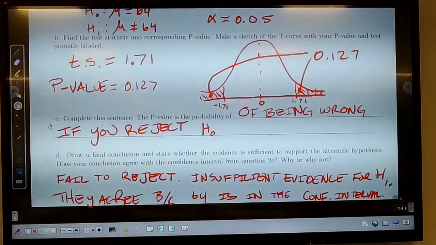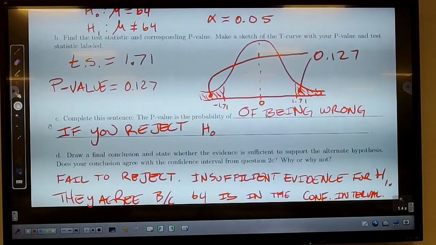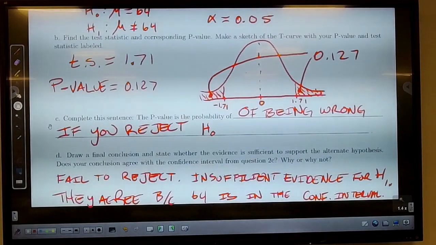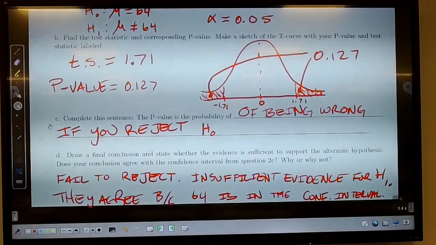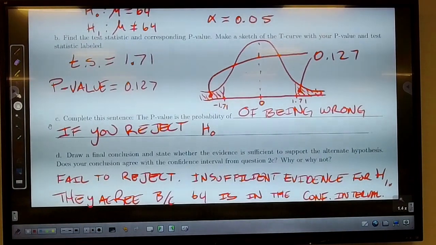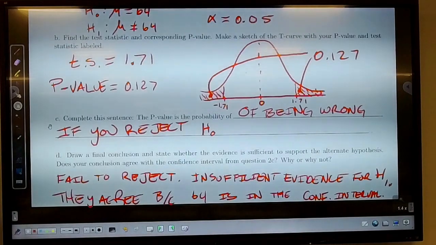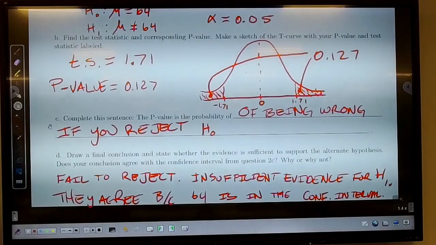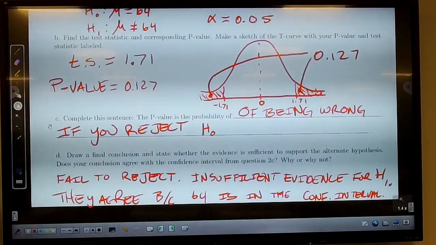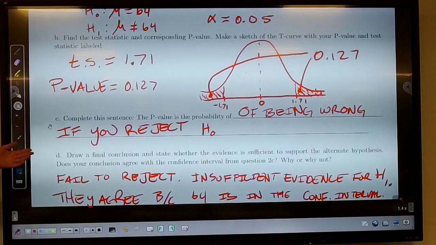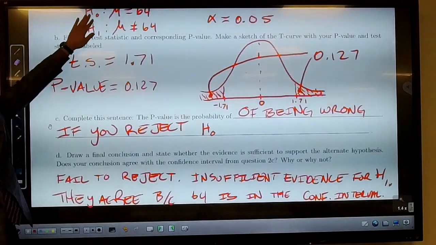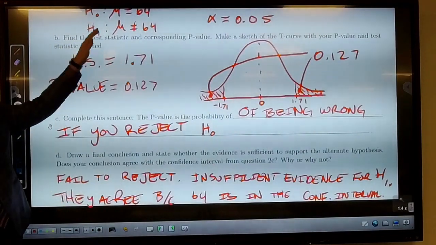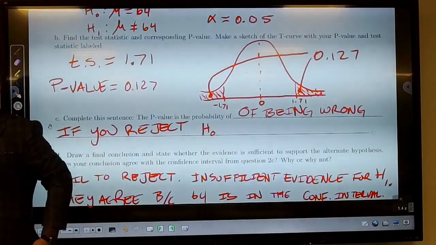If your interval did contain 64, then 64 would be a plausible number for the mean. But your hypothesis test told you that 64 is not plausible. The hypothesis test says 64 is not plausible. Therefore, when I go to look at my interval, it had better not contain 64. In my case up here, 64 is a plausible number. I failed to reject. 64 is plausible, so 64 had better be in my interval.